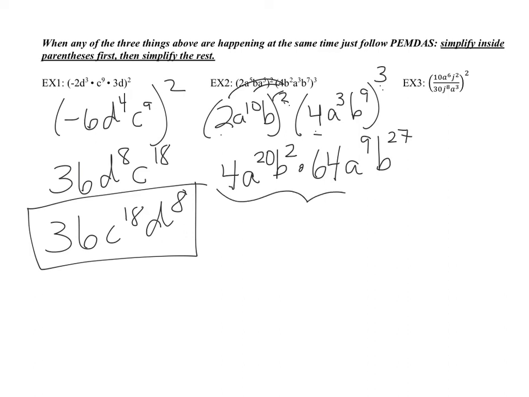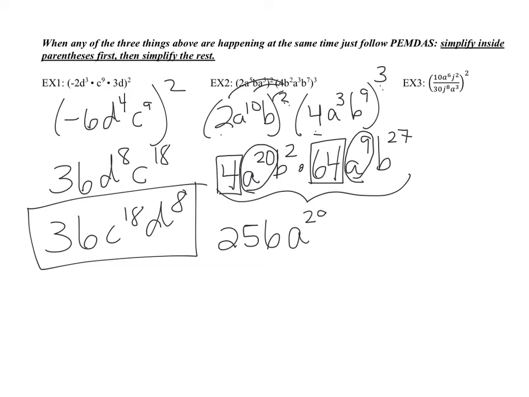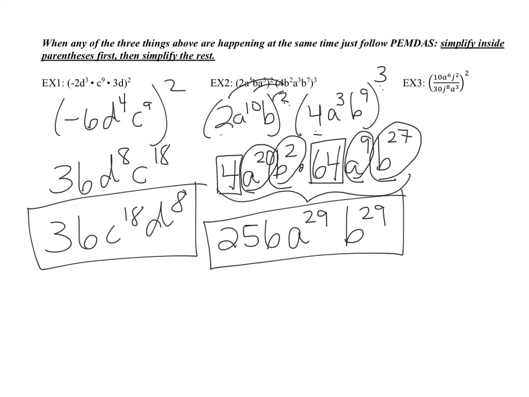So now we can combine all this together. 4 times 64 is 256. A to the 20th times a to the 9th. Add the exponents. A to the 29th. B to the 2nd times b to the 27th. B to the 29th. And that's your answer to that one.